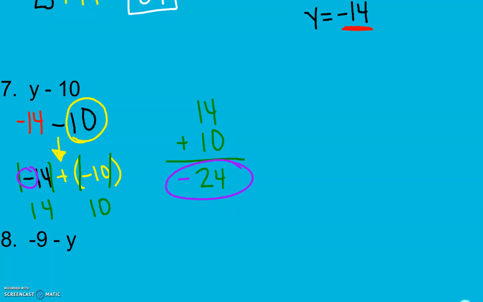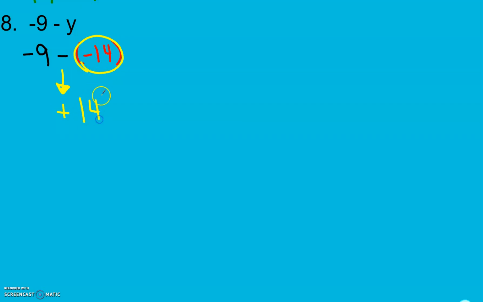And give 8 a try. Negative 9 minus y, and y we said is negative 14. First thing I'm going to do here is change from subtraction to adding and take the opposite of what follows. So instead of negative 14, I have positive 14. And now we add. Absolute value of negative 9 is 9. Absolute value of 14 is 14. Remember, those are just the distance away from 0. We don't care about which direction right now.